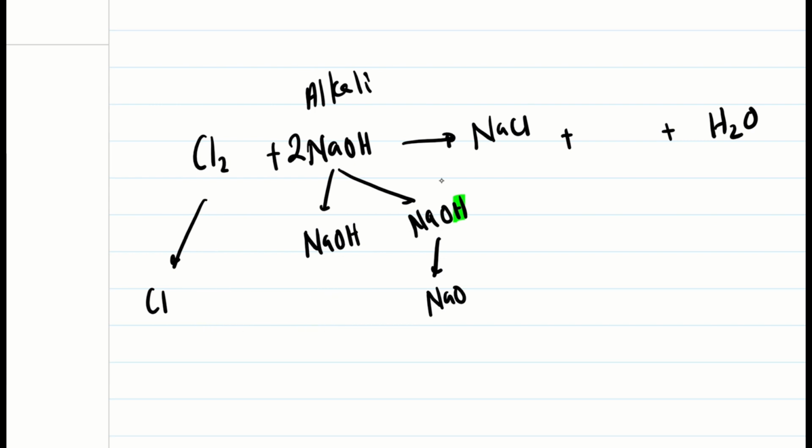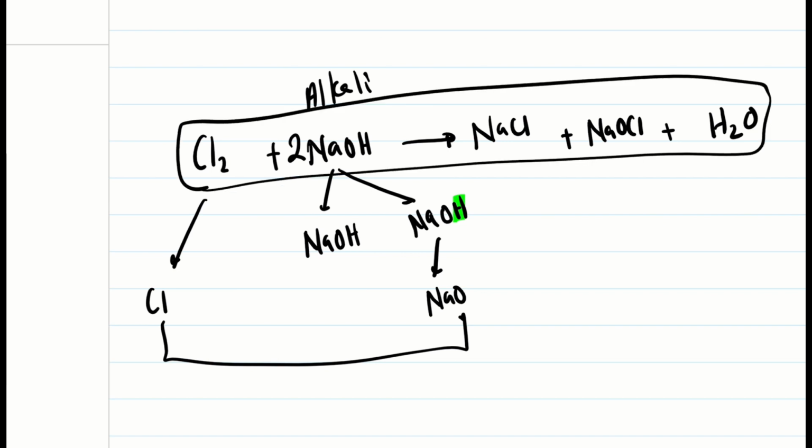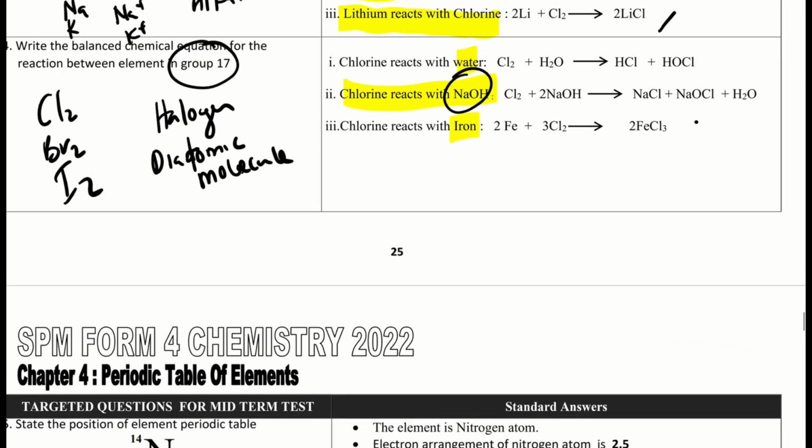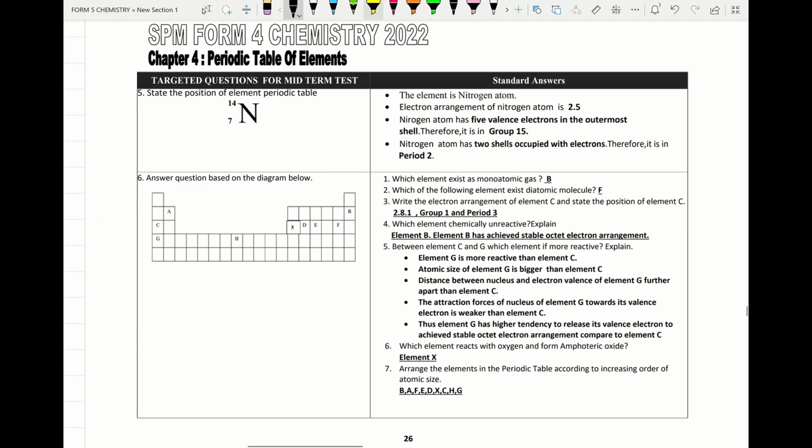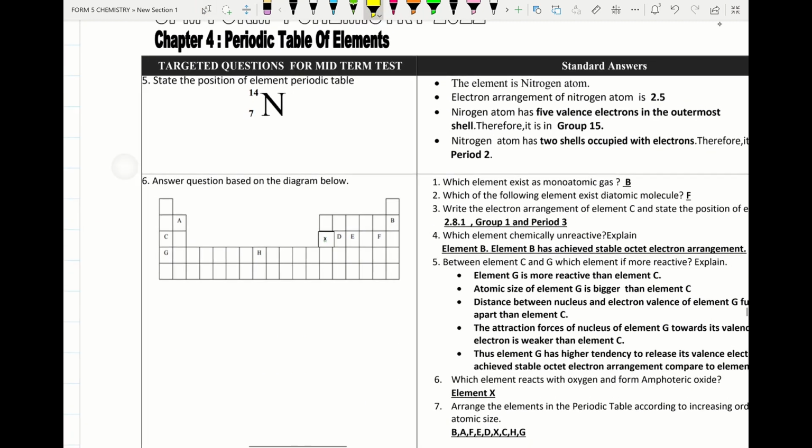So next, last one, we try to join this one here, so we will get sodium hypochlorite. Alright, so this is the equation that students must remember, so please practice and do more questions. Try to check how to describe the position of an element in the periodic table. Try to look at the question.